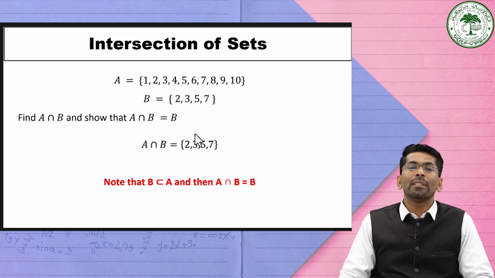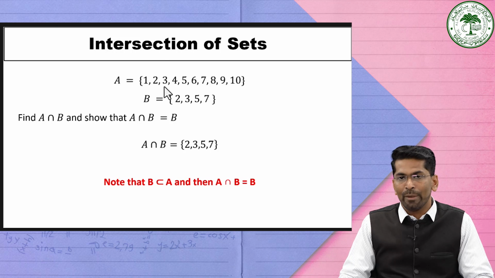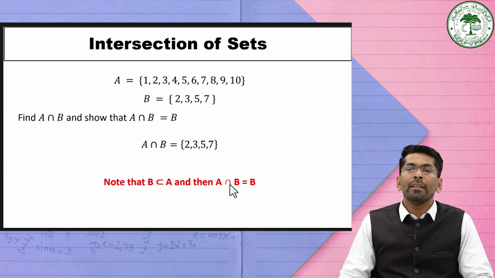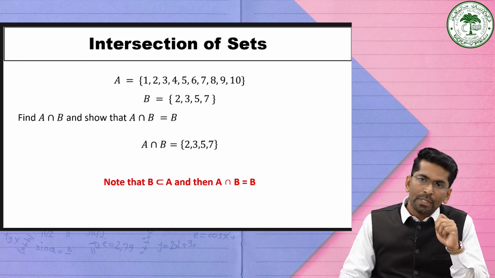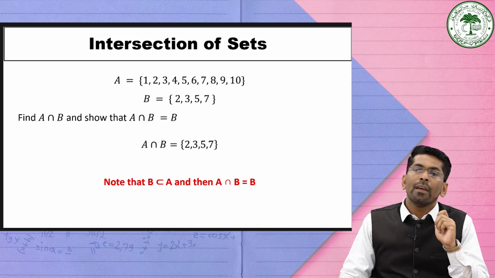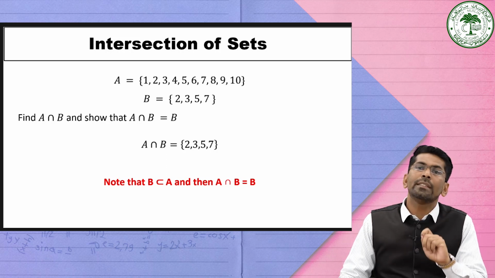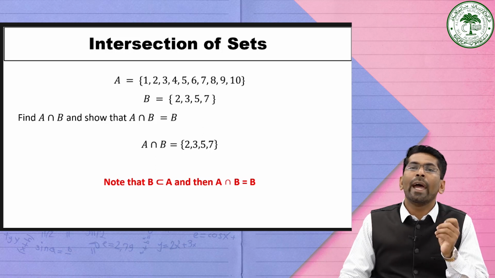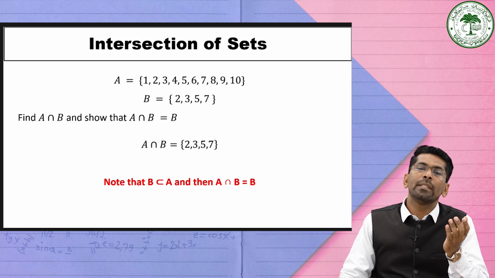So why is it equal to set B? This is because set B is a subset of set A. So we can say that if B is a subset of A, then A ∩ B = B, which we have already proved here. This is because every element in set B is already in set A, and the intersection does not add any new elements to set B.